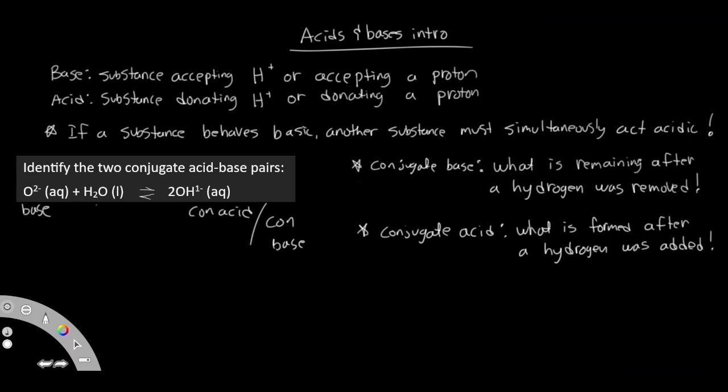This one here had 2 H's, which means an H was removed here as well. So that belongs to this description too. What is remaining after a hydrogen was removed? There was 2, now there's only 1, so it was removed. So this here is also a conjugate base, and that's in respect to this one here, which would be the acid. So technically, this is the answer.